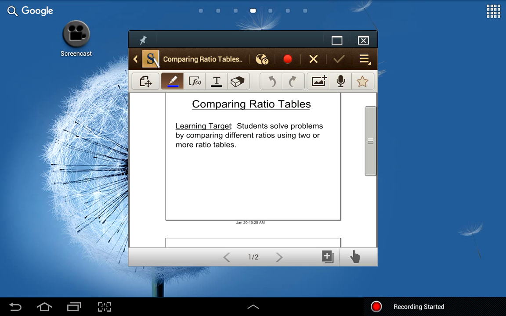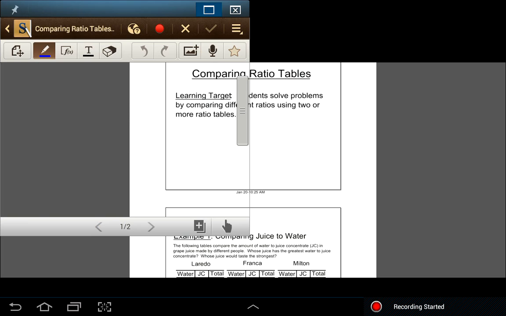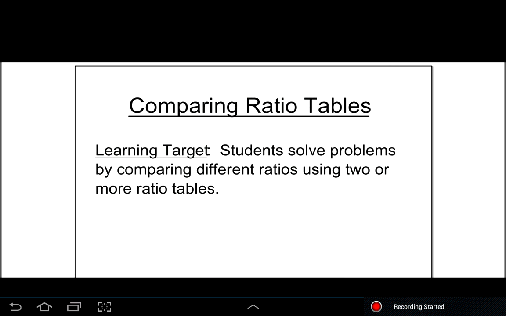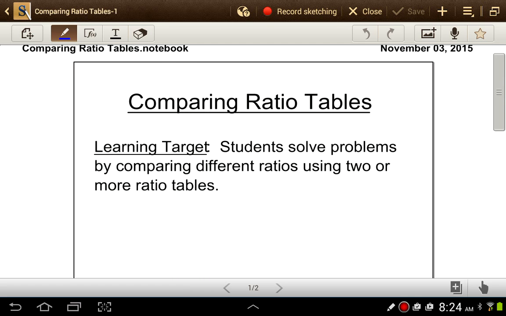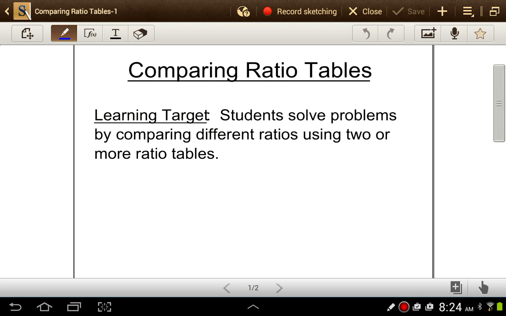Okay, today we're going to talk about comparing ratio tables. So we've talked about how to create ratio tables and fill them out. Today we're going to make multiple ratio tables and talk about comparing them. Our learning target for today is: students solve problems by comparing different ratios using two or more ratio tables.